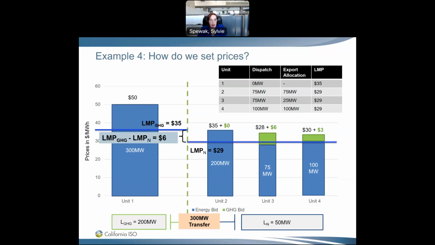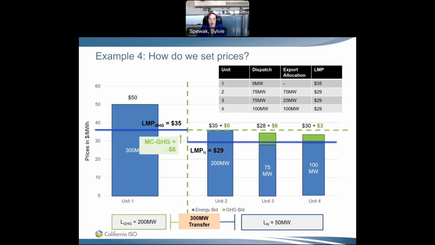So now we have a price difference, but it's different from last time. We no longer have a marginal cost of congestion. So this entire price difference of $6 is going to be made up of the marginal cost of GHG.